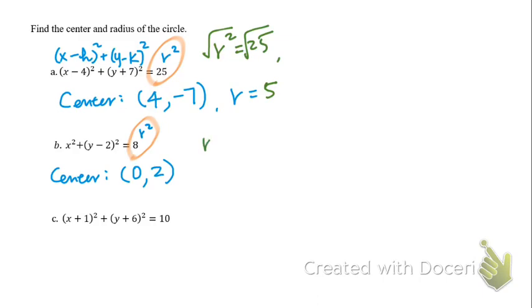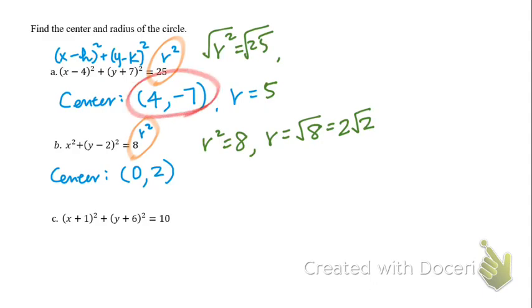Now again, r squared is equal to 8. So if r squared equals 8, r equals the square root of 8, and we have done this before. We want the answer to be exact, meaning leave it as a radical, but do simplify it. So the radius is 2 square root of 2. So this is the center, radius, center, radius.